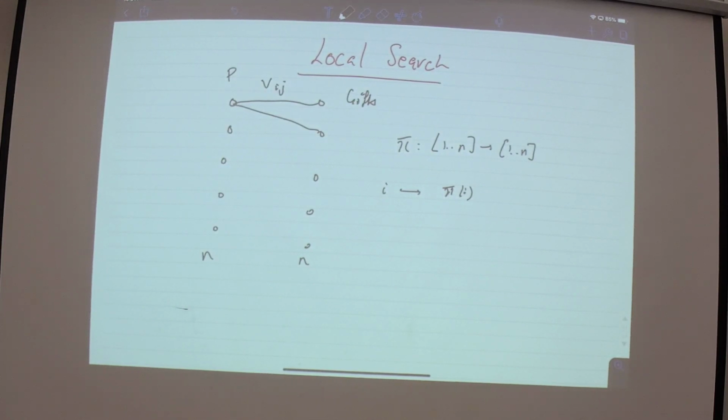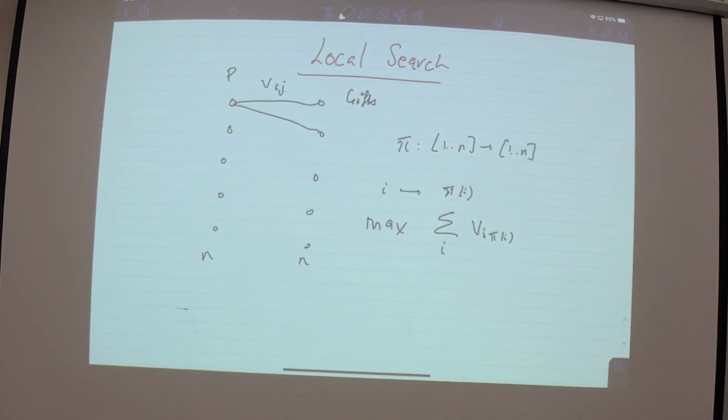Okay, so the assignment is encoded by the permutation pi, so that person i gets the gift pi(i), right? And so we want to maximize utility. So we want to maximize the sum over all people of the value of the gift they get. But wait, what is the value of the gift they get? Well, it's V(i, pi(i)). Okay? This is, of course, known as the maximum weight matching problem.